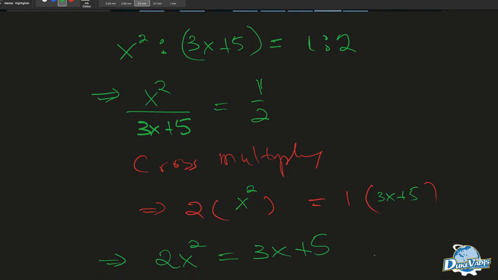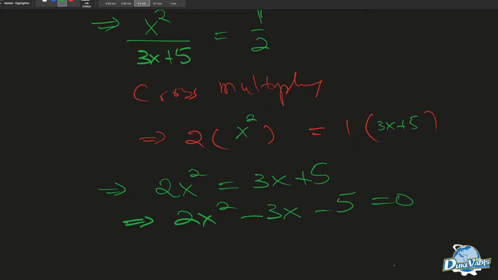Okay, so let us rearrange. And then this will be 2x squared minus 3x minus 5 is equal to 0. So what comes into your mind? A quadratic. A quadratic in x. So we'll find the possible values of x that make the ratio exist.